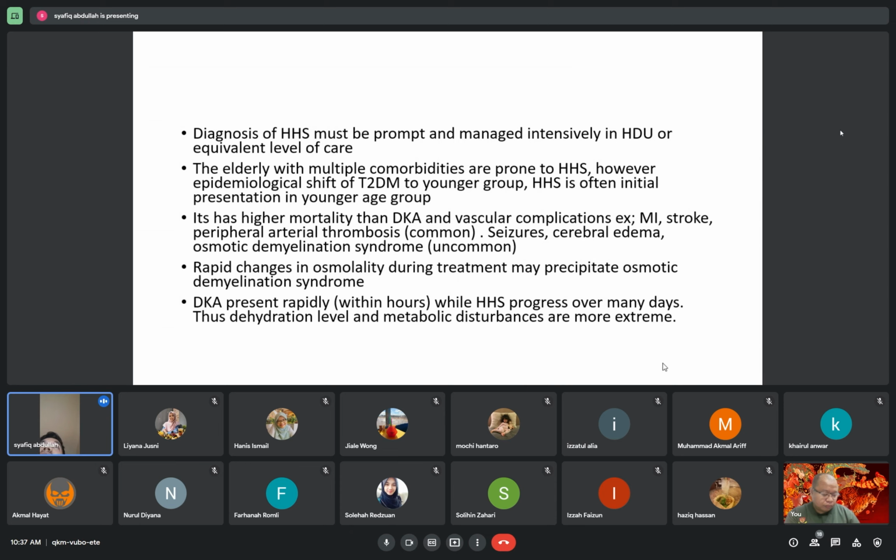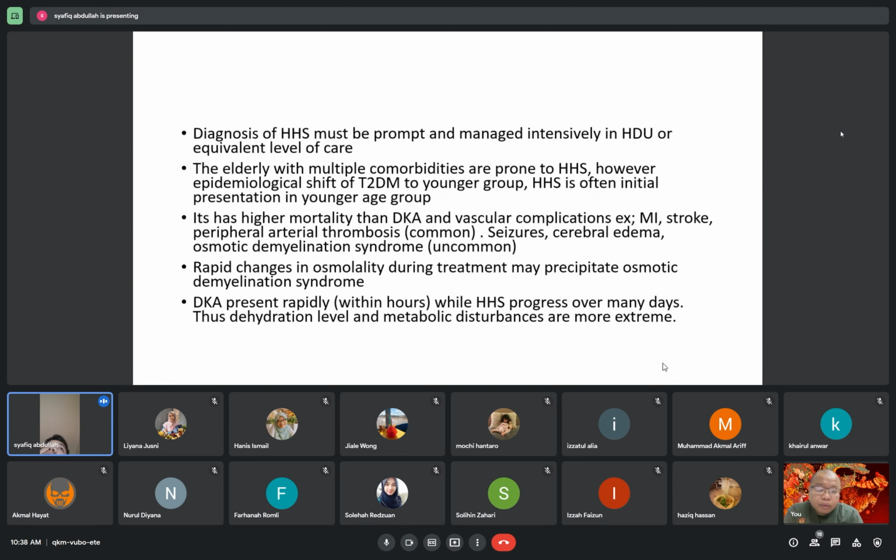It has higher mortality than DKA and vascular complication, for example, MI, stroke, peripheral arterial thrombosis. This one is quite common. Seizure, cerebral edema, osmotic demyelination syndrome. Rapid changes in osmolality during treatment may precipitate osmotic demyelination syndrome. DKA present rapidly within hours, but HSS progress over many days, sometimes can be 1 week to have that full criteria to diagnose HSS.